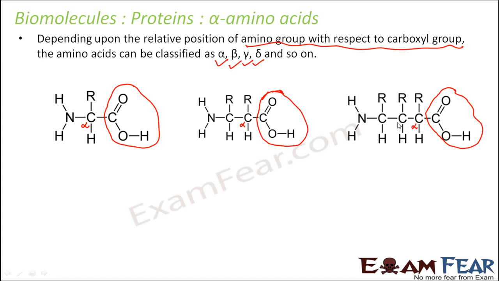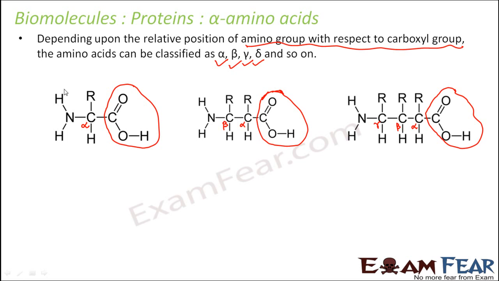Now the carbon which is attached directly with the alpha carbon, that is beta. So this is your beta, and here again this is your beta. And the carbon which is directly attached to the beta carbon, that is your gamma. So this is your gamma. Here you don't have a gamma carbon, and here again you don't have a beta or gamma carbon.